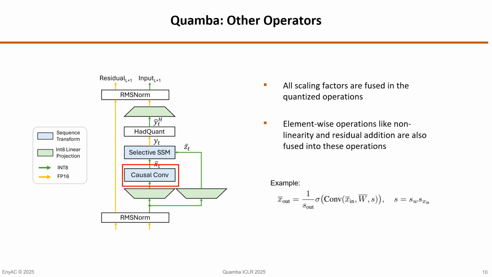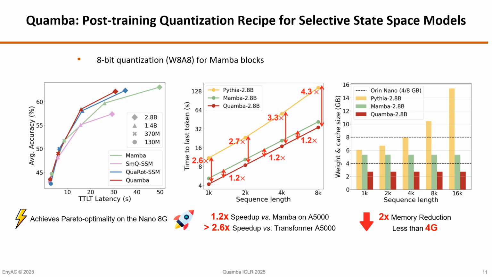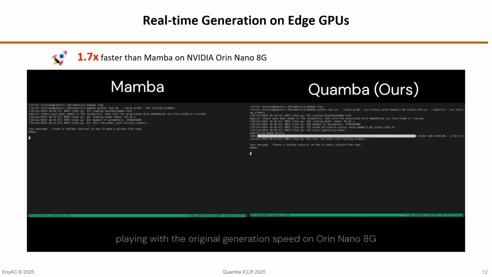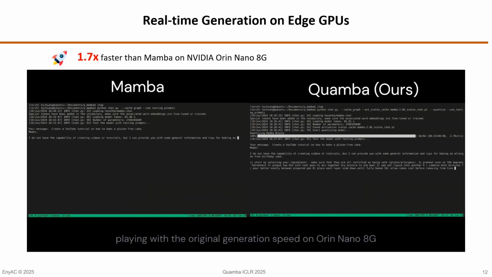Quamba achieved Pareto optimality on Nano AGX and with practical speedup on cloud GPUs such as the A5000. Our method speeds up Mamba by 1.2x, and it is more than 2.6x faster than the same size transformer. We reduce the memory for Mamba by 2x, which is less than 4 GB. And the memory usage of Mamba is constant to the input sequence length, making long sequence contexts feasible on edge devices. We showed a real-time demo on an NVIDIA Nano AGX. Our method is 1.7 times faster than the half-precision Mamba.